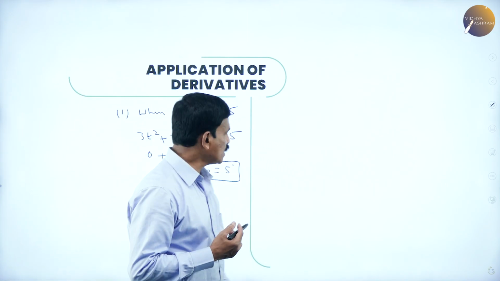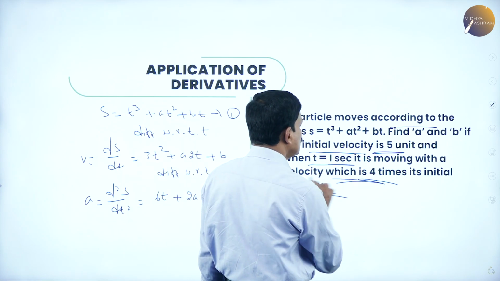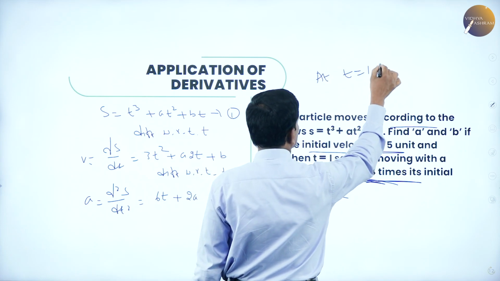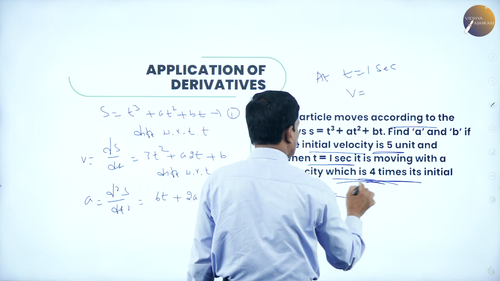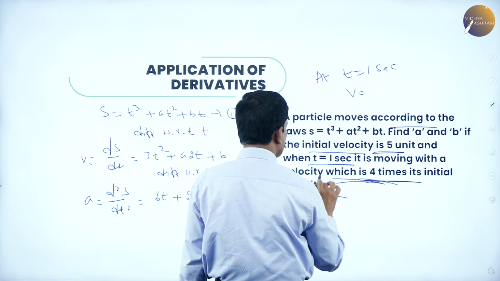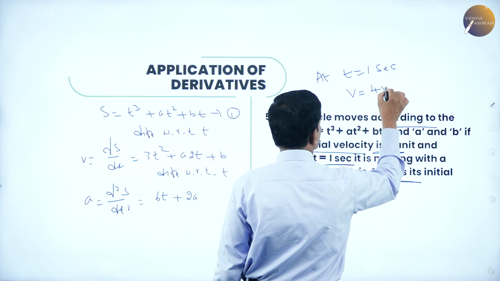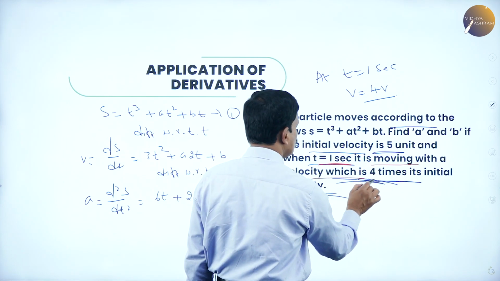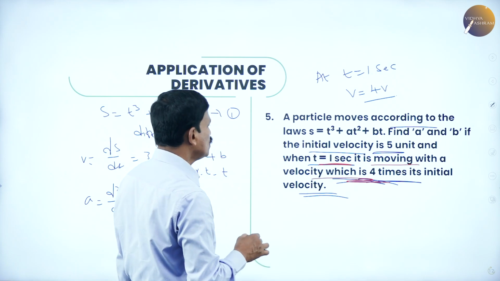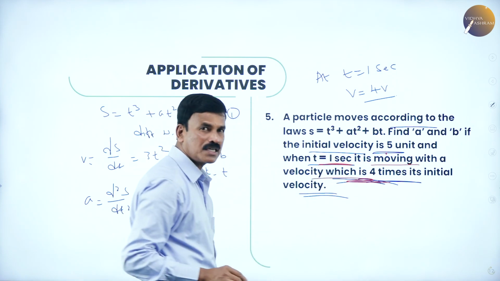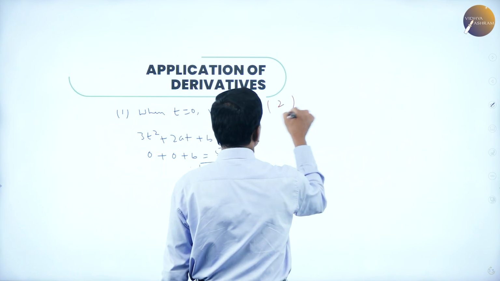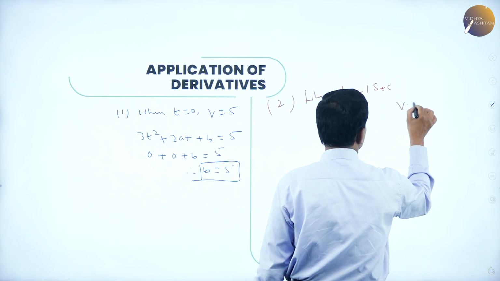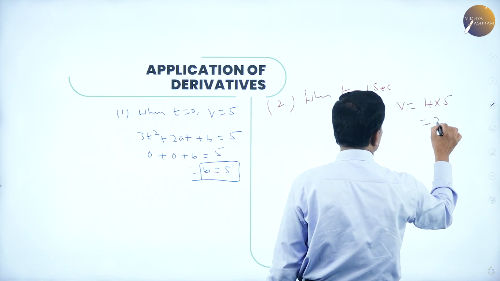Okay. Now, second condition. At time t is equal to 1 second, it is moving with a velocity which is 4 times the initial velocity. When time t is equal to 1 second, it is moving with a velocity which is 4 times the initial velocity. So, here the velocity is given by 5 into 4, that is 20. So, second condition: when time t is equal to 1 second, velocity is equal to 4 times 5, that's equal to 20.